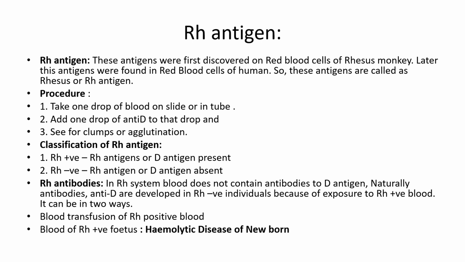They are immune antibodies. When an RH negative person gets exposed to RH positive blood, antibodies form, and these are called RH antibodies. This can be seen in mismatched blood transfusion or hemolytic disease of the newborn.